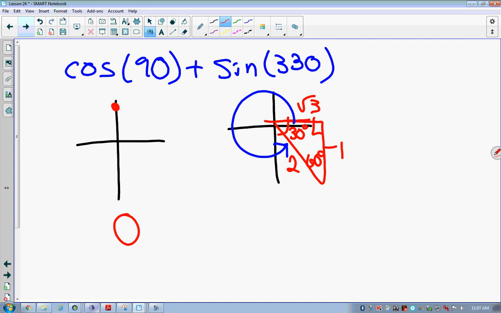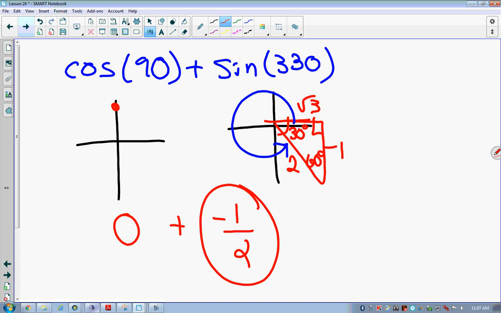Now, we're at 30 degrees, so that's the angle that I'm using. What is sine? Opposite over hypotenuse. What's opposite of my angle? Negative 1. What's hypotenuse? 2. Okay, so 0 plus negative 1/2. My answer is?